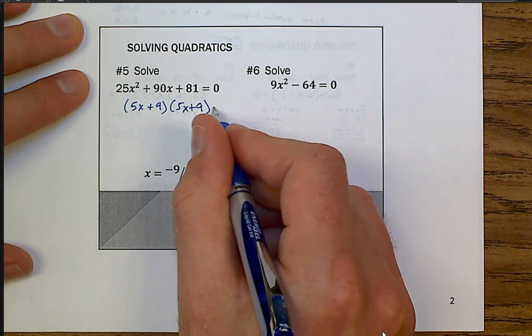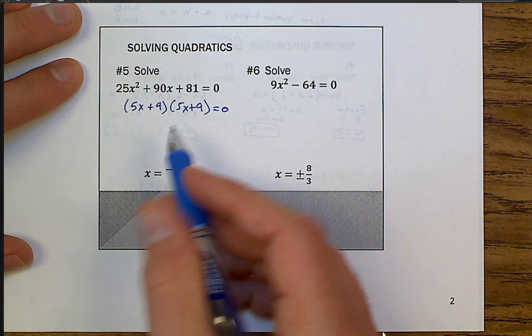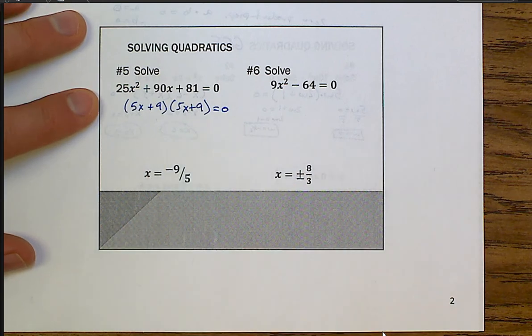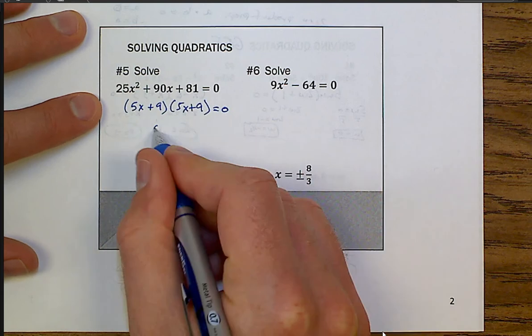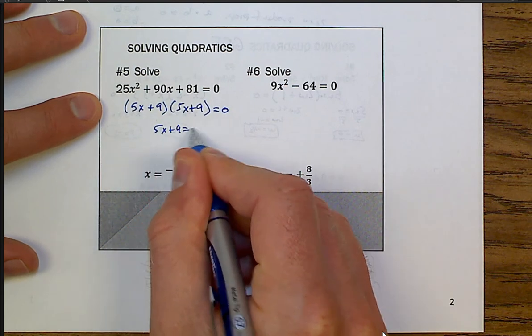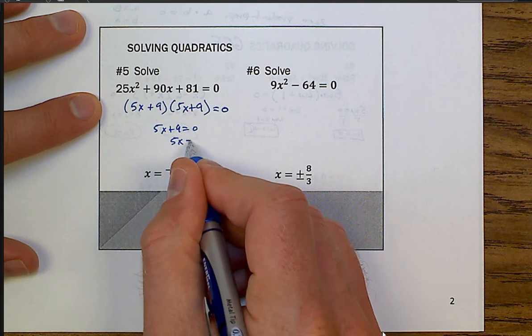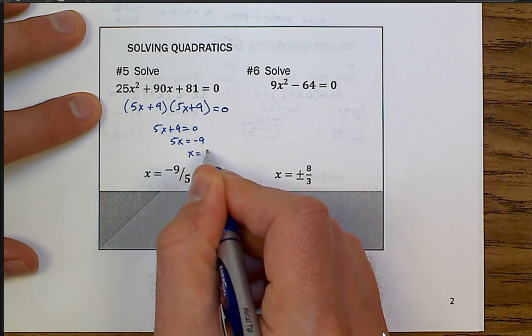Now, you're probably wondering, do I have to set these both equal to 0? No, you're just going to have one answer here because these are both the same. You don't have to write it twice. So it's 5x plus 9 equals 0. You would subtract 9, so get 5x equals negative 9, so x would equal negative 9/5 when you divide both sides by 5.